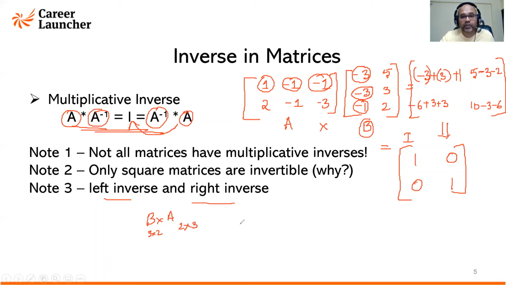And when you actually multiply it, the result you can very quickly see: minus 3 5, minus 3 3, minus 1 2, multiplied with 1, minus 1, minus 1, 2, minus 1, minus 3.